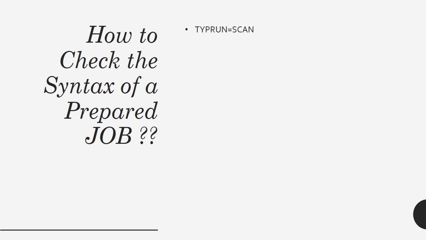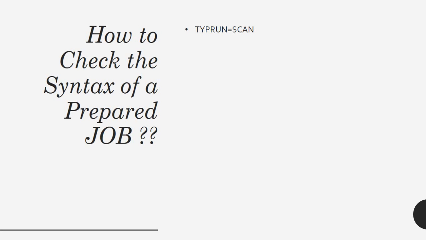Let's move on to another question that is commonly asked in JCL: how do you check the syntax of a prepared job? So you have written a job, I mean JCL, so how do you check the syntax of it? This is commonly asked. The simple answer is to type RUN=SCAN.